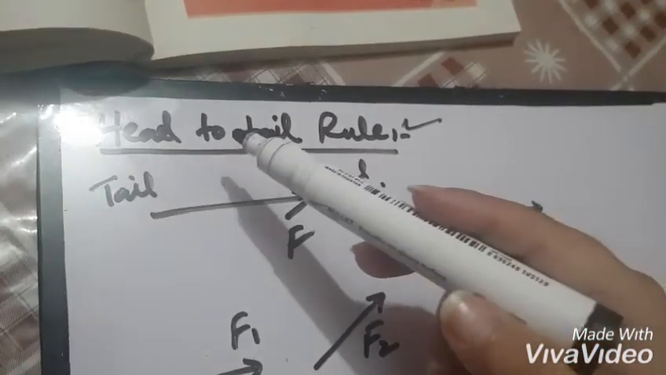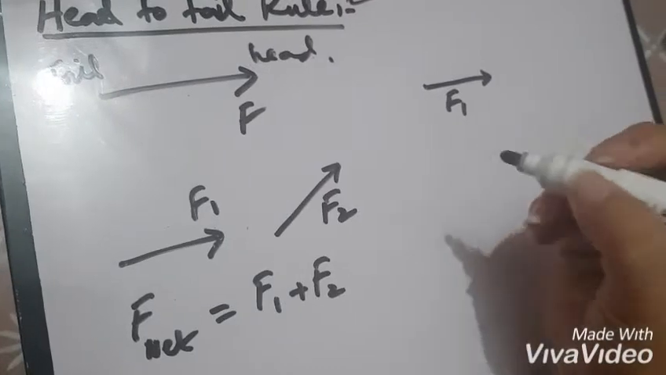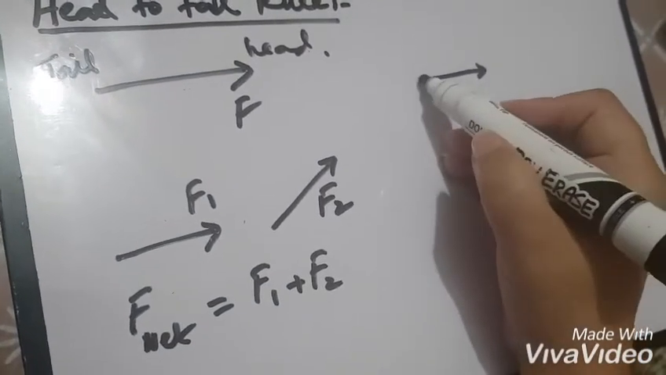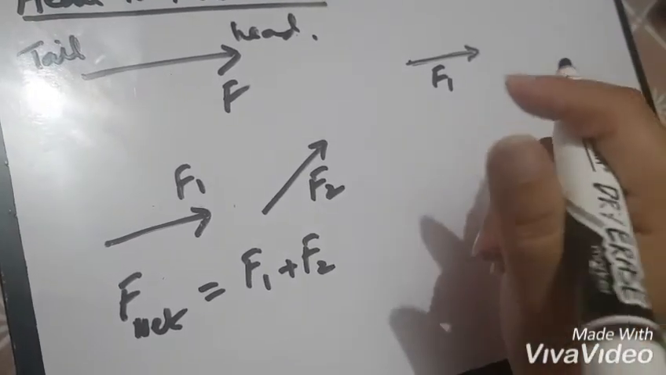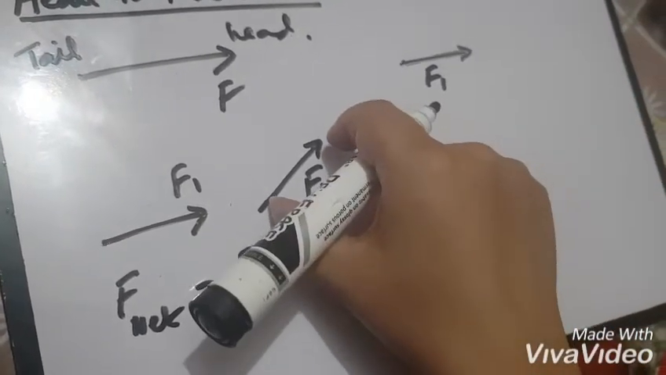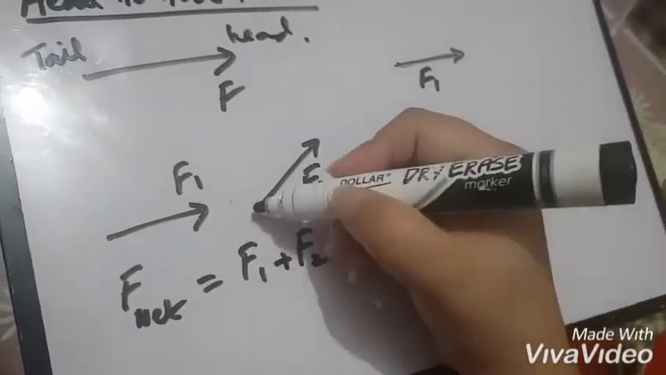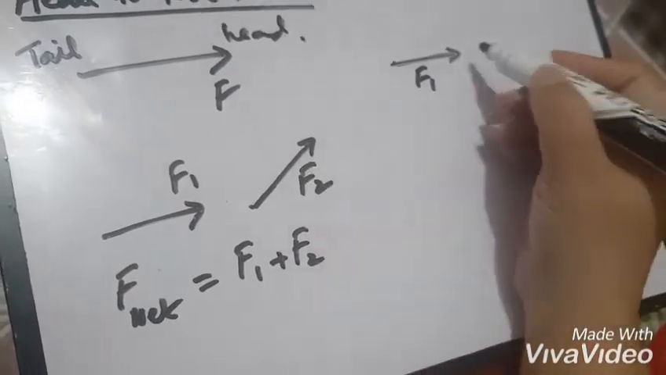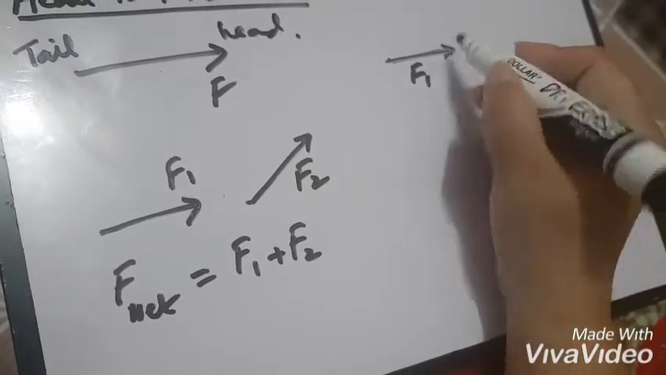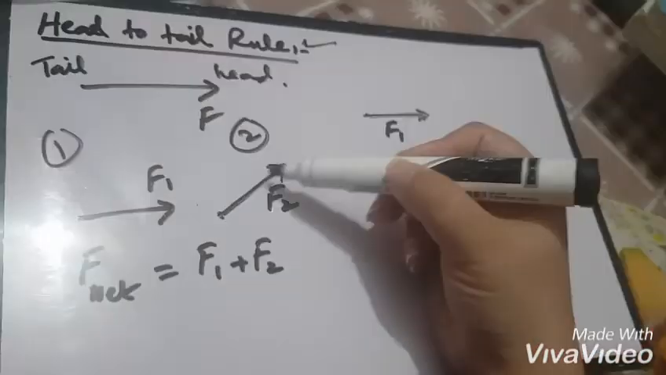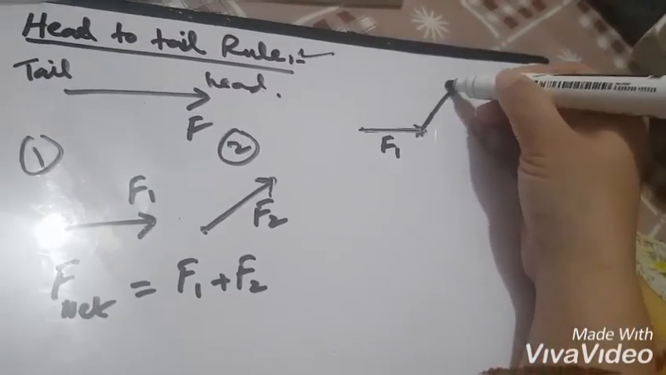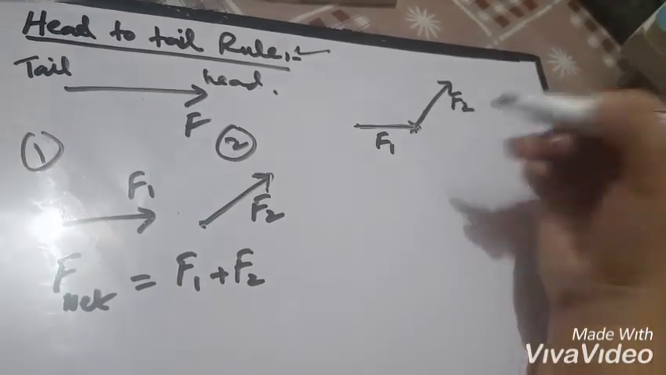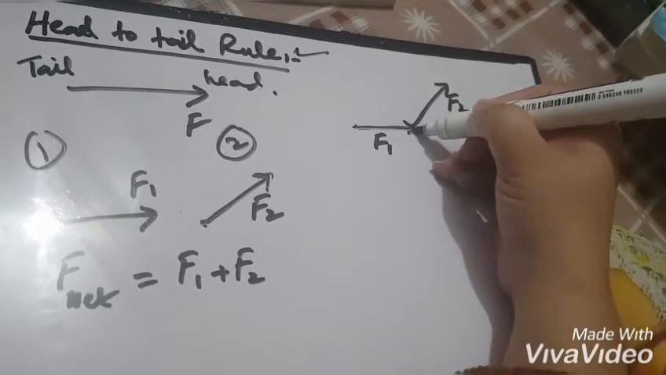According to the head to tail rule, the first step is to draw vector f1 in the same direction in which it is already drawn. The second step is that we have to put the tail of the second vector on the head of the first vector. This is the first vector, this is the second, going upward. So I will draw the second vector just like this, and this is the second vector f2, and the tail of the second vector is on the head of the first vector.